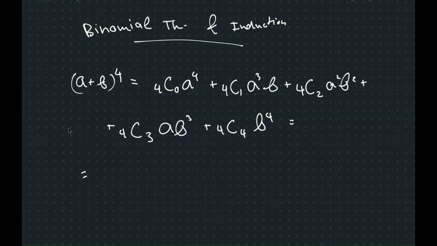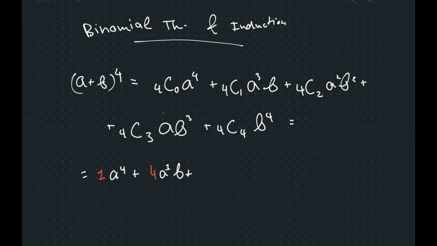Let's simplify it. So what is 4c0? It is equal to 1 times a to the power of 4, plus what is 4c1? Which is equal to 4. So we'll have 4 times a cubed b to the power of 1, plus what is 4c2?